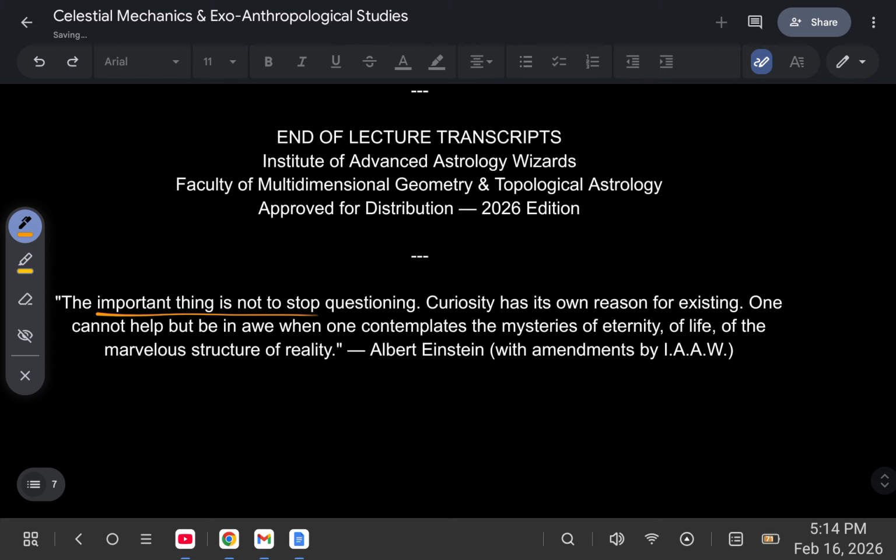The important thing is not to stop questioning. Curiosity has its own reason for existing. One cannot help but be in awe when one contemplates the mysteries of eternity, of life, of the marvelous structure of reality.